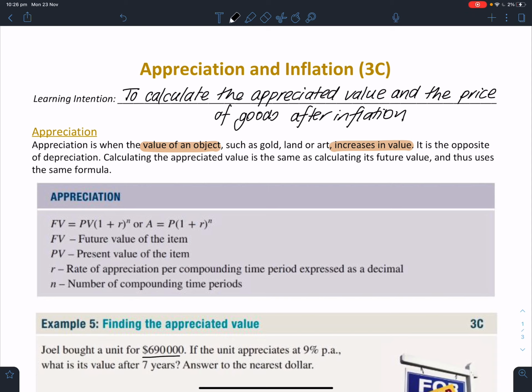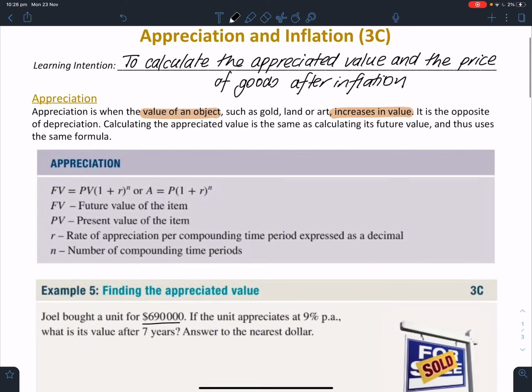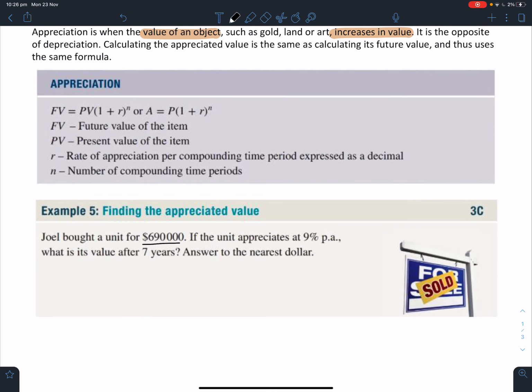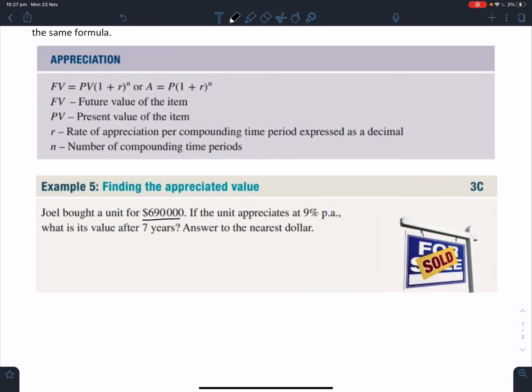Okay, so have a look at this first example. It says Joel bought a unit for $690,000. If the unit appreciates at 9% per annum, what is its value after 7 years? Answer to the nearest dollar. Okay, so starting with the future value formula.